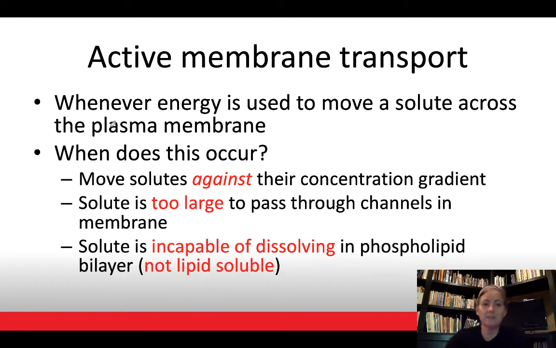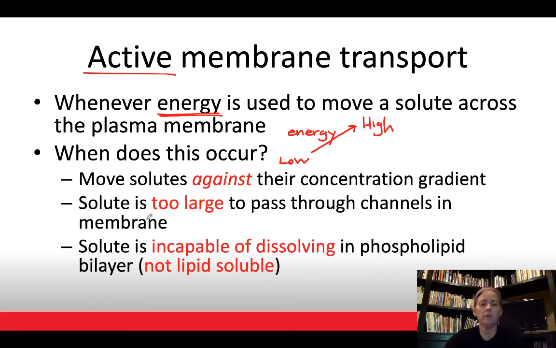So now when we talk about active transport, what we mean when we say active is that we require energy to move a solute across the plasma membrane. And there's a couple different reasons why this would happen. So number one, if we're moving a solute against its concentration gradient, which means think about it as uphill movement. So if we're moving a solute from an area of low concentration to an area of high concentration, and we're going uphill, that requires the use of energy. It takes energy to be able to do that.